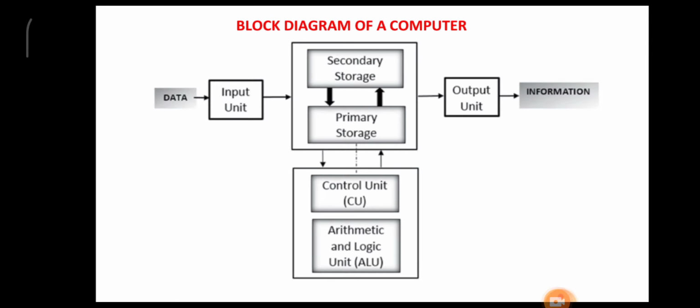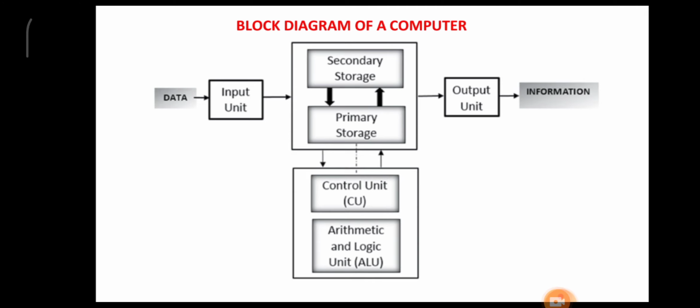Now let us see the block diagram of a computer. The block diagram is nothing but how it functions. So data, as you know, is the smallest piece of information. Say for example 2 plus 3. You are going to type 2 plus 3 through the keyboard. So 2 plus 3 input is received in the input unit. The input unit then transfers it to the memory.